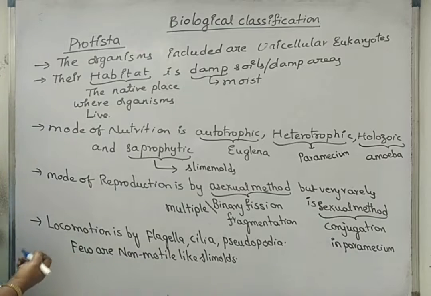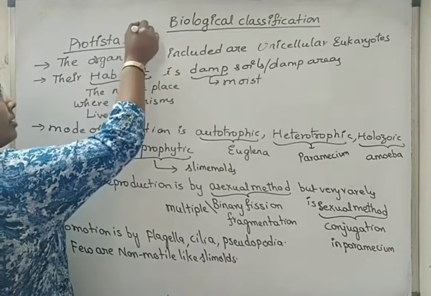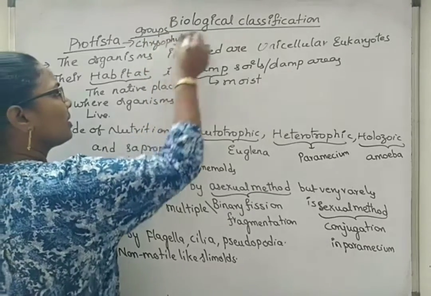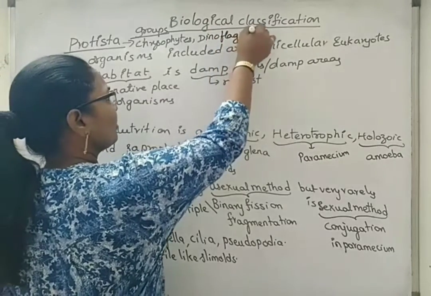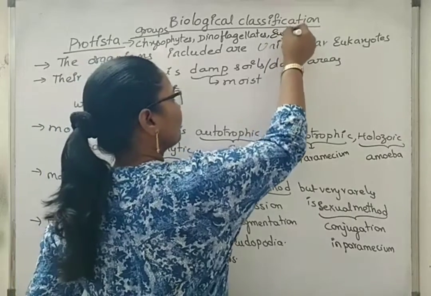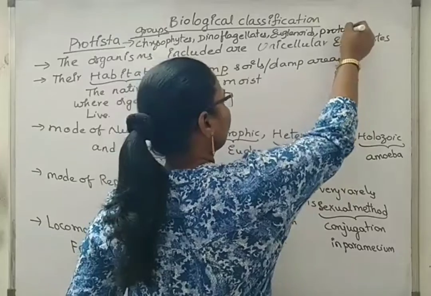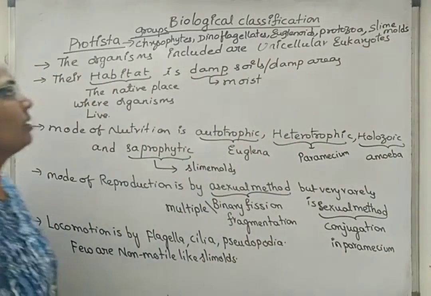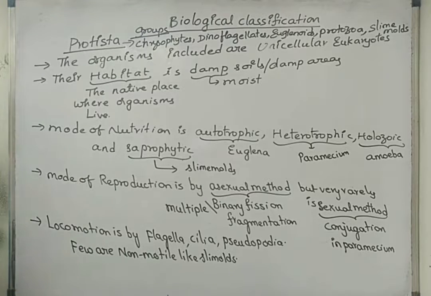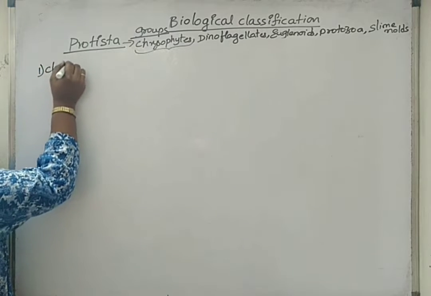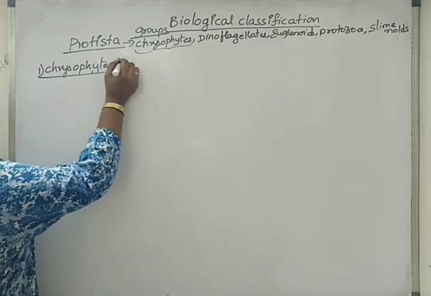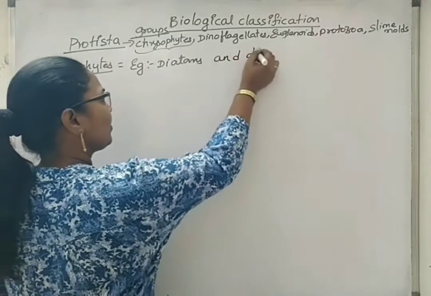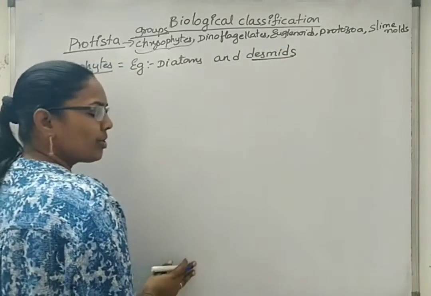Next, what are the groups that are studied under Protista? The groups studied under Protista are Chrysophytes, Dinoflagellates, Euglenoids, Protozoans, and slime molds. We will read about each group separately now. First, we will see about Chrysophytes. Under Chrysophytes, the examples read are diatoms and desmids. These are also called golden algae.